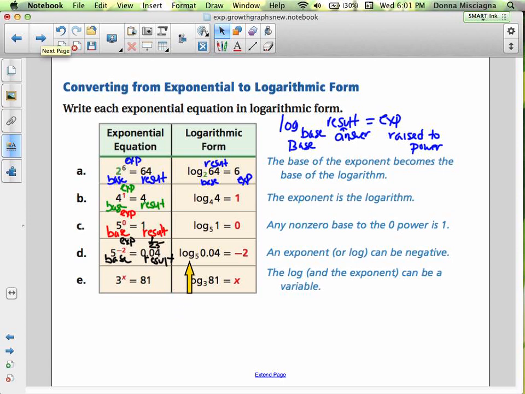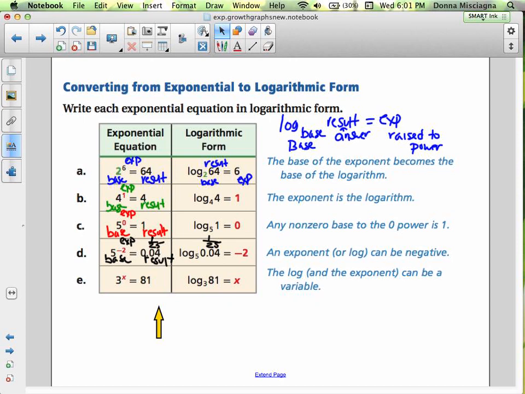And so what power do I have to raise 5 to get 1/25? Look how much easier this is to figure out. You look at 0.04 and you're like, I have no idea. And you look at 1/25, oh, it's negative 2. I have to square it and flip it, so the exponent has got to be negative. So the power you'd have to raise 5 to get 1/25 is negative 2.